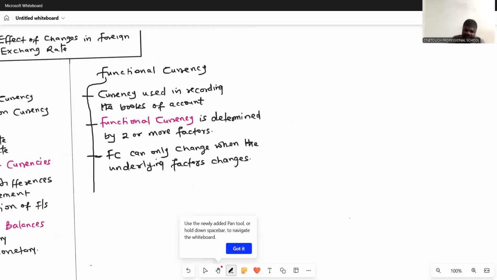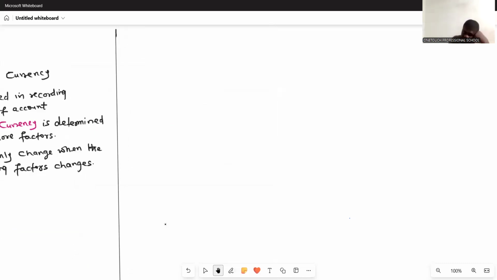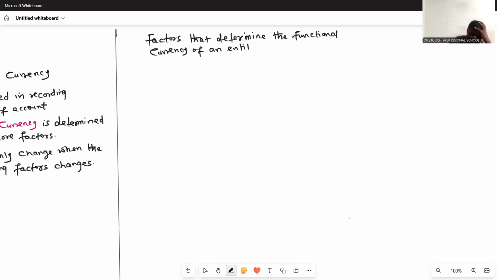So this will lead us to the factors that determine the functional currency of an entity, so that after that it will be easy for us to explain whether indeed the local currency is a functional currency.